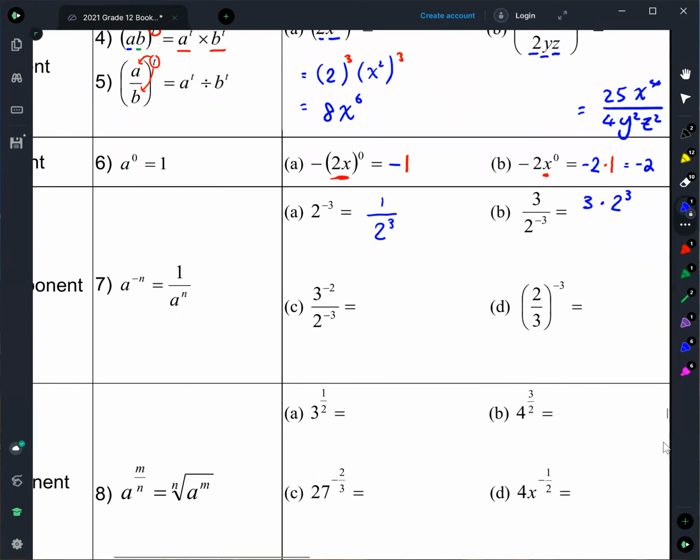I think you learned the negative exponent in grade 10, right? And then grade 11, you learned about the fraction exponent.